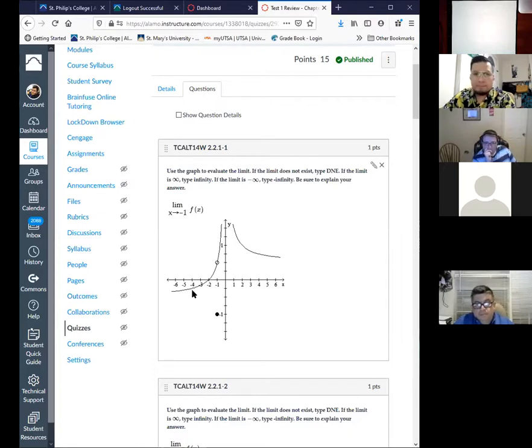Is this continuous? No, because it fails one of the requirements for continuity. The functional value is defined down here. You see that? Which is different from the actual limit value. The limit must equal the function. It's not defined there, so it's not continuous. There's not much to write on number one.